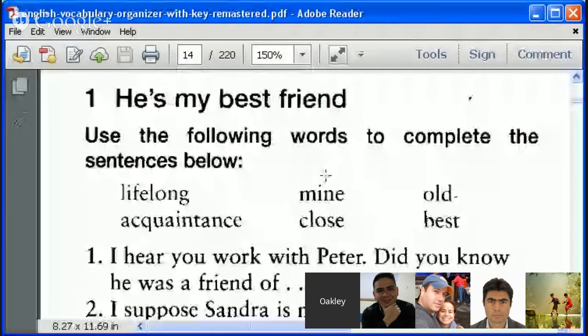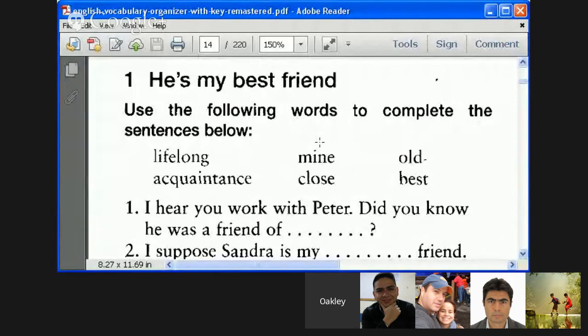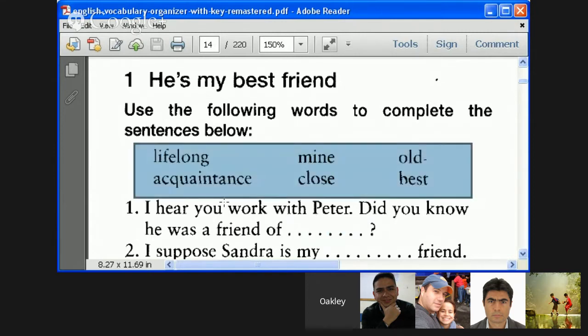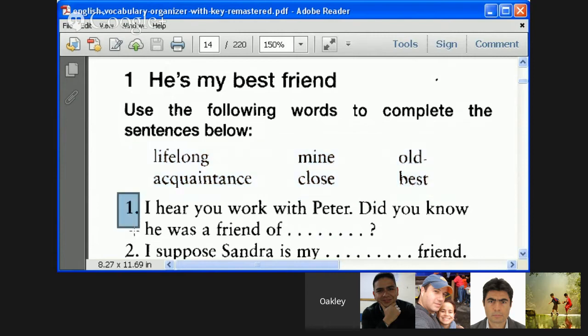Thank you. Okay, we're going to start out with some basic exercises together, looking at some basic vocabulary to talk about friends and friendship. Abimelech, can you start off by doing exercise 1? Just read the sentence and fill in the blank with one of the words up top here. What do you think works best? I hear you work with Peter. Did you know he was a friend of mine? Very good.